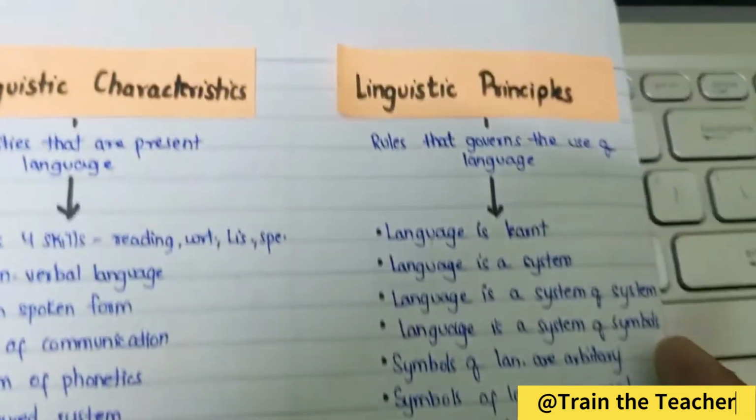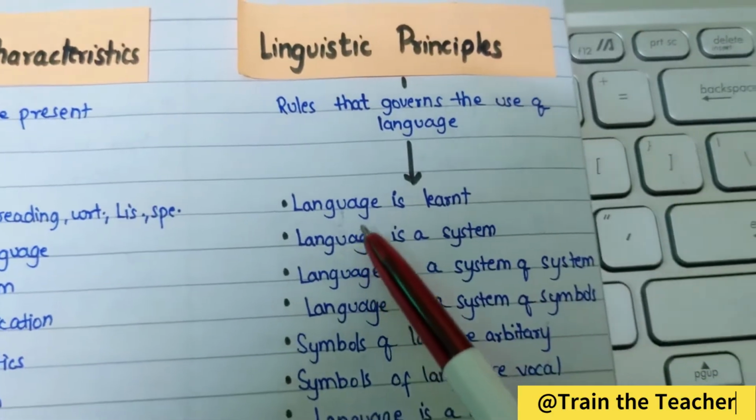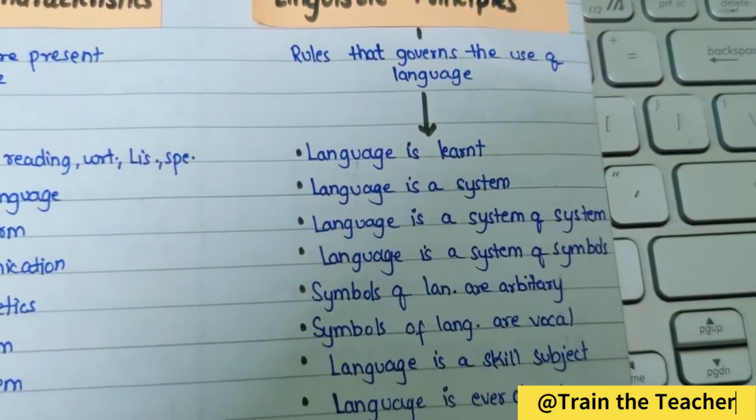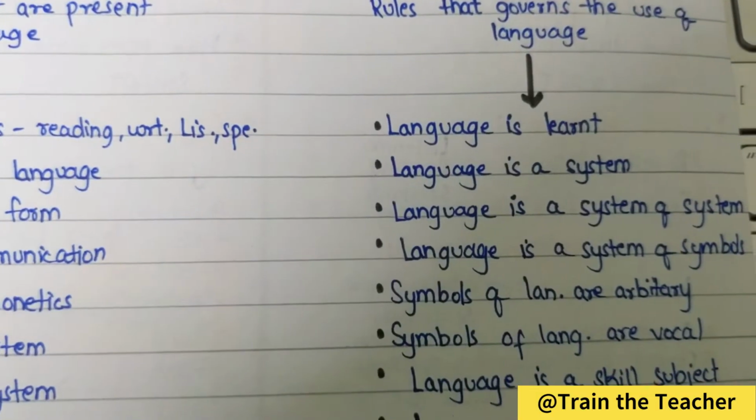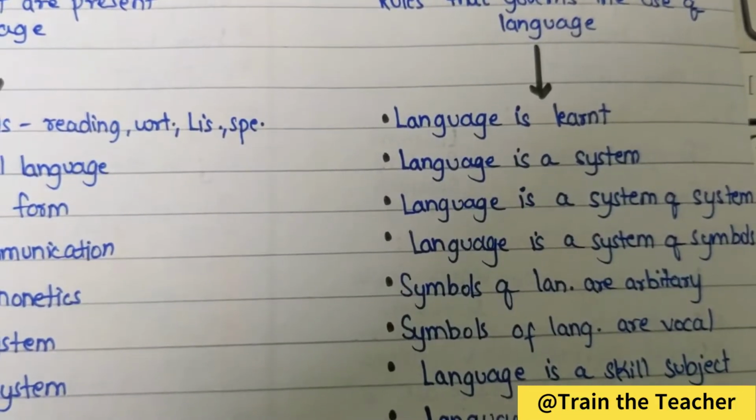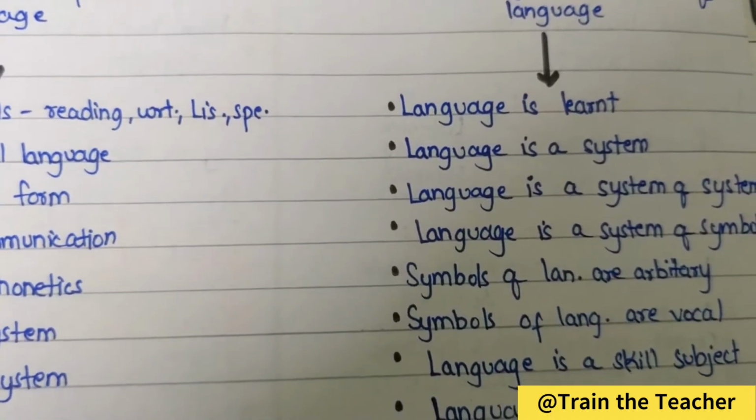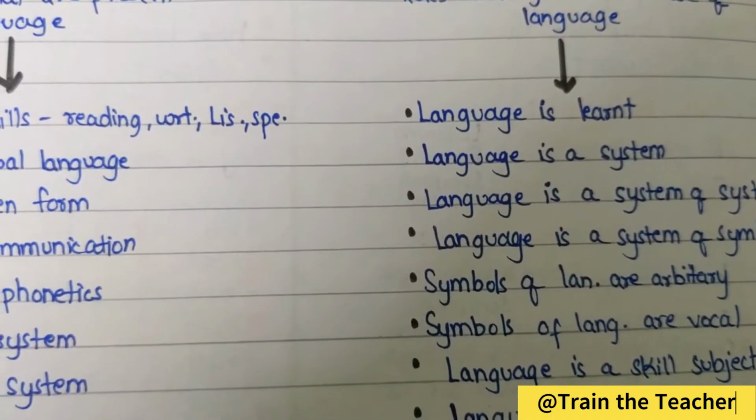Okay. Next we'll come to language principles, rules जिन पे language based है. When I say language is learned, I mean that learning of language is not an automatic process, okay? And no doubt it's a behavior, but that behavior is acquired by putting in a lot of efforts, okay?